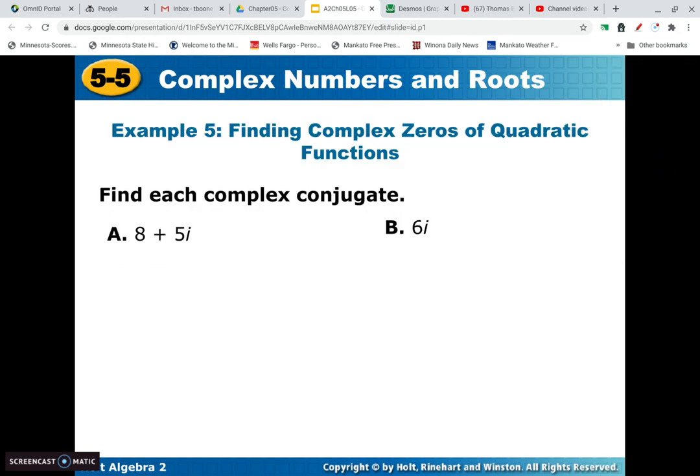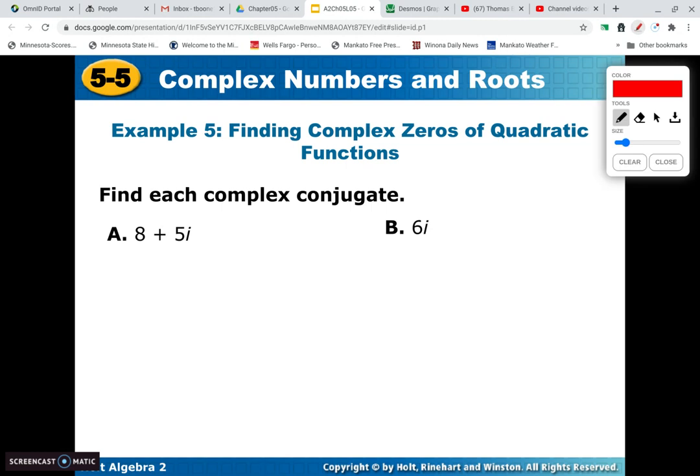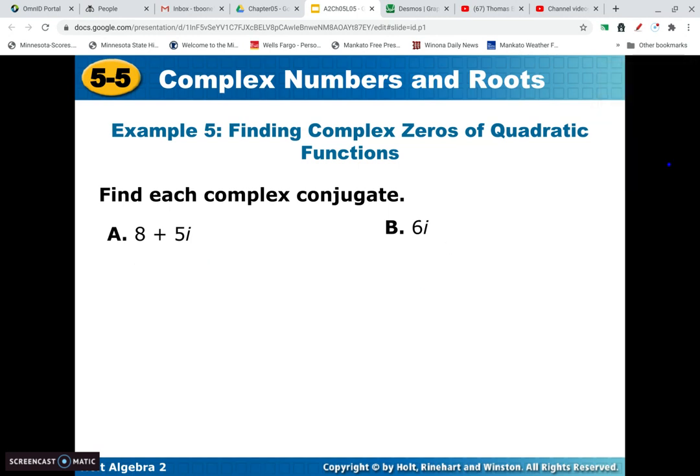So we'll ask you some simple questions like this. What is the complex conjugate of 8 plus 5i? Well, obviously that's just 8 minus 5i. All right, what's the complex conjugate of 6i? Remember, we just change the sign of the imaginary part, so it's just -6i. You could think of it as 0 plus 6i and 0 minus 6i. So that's about as easy as it gets there.